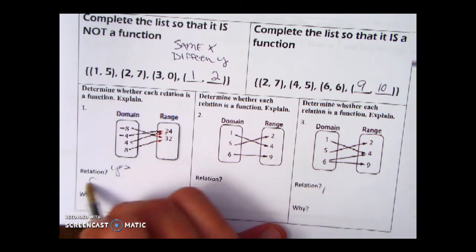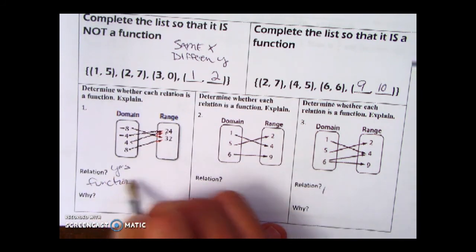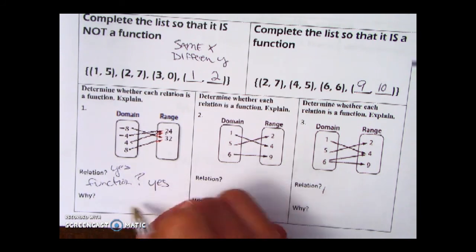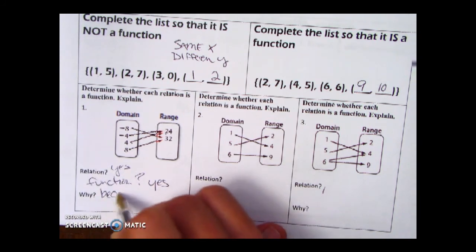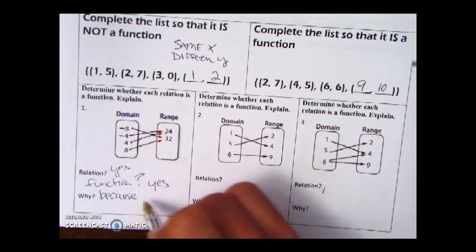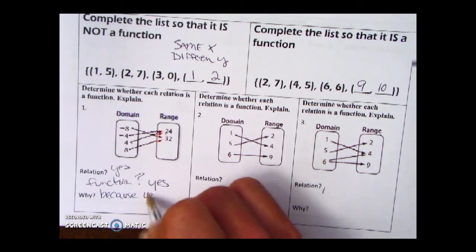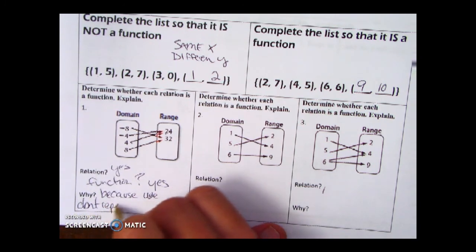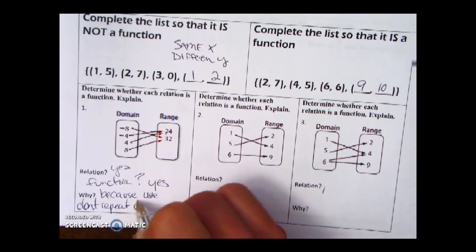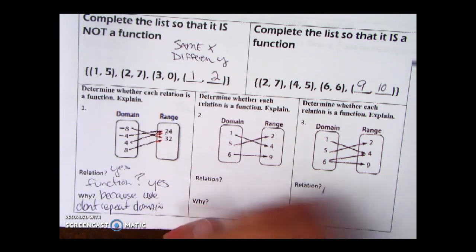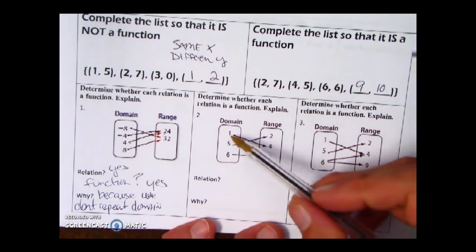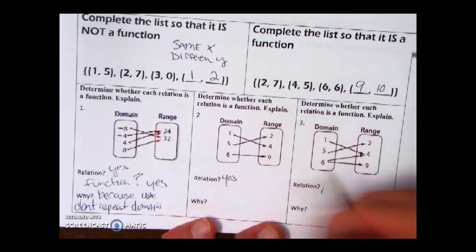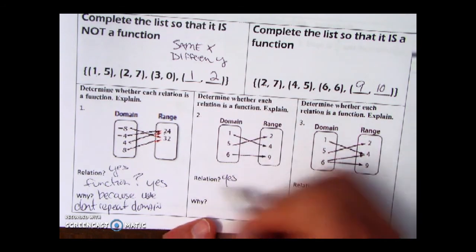Is it a function? Okay, is it a function? Yes, because we don't repeat the domain. Domains are all different. Okay, domain 1, 5, 6, range 2, 4, 9, is this a relation? Sure. We have domain and we have range. Okay, is it a function?